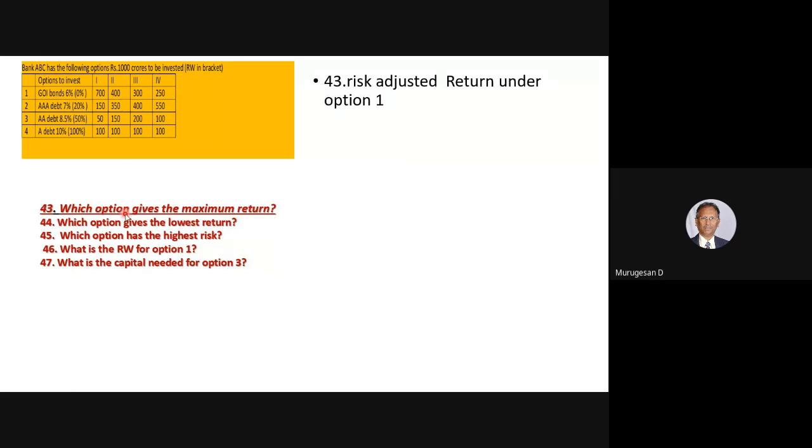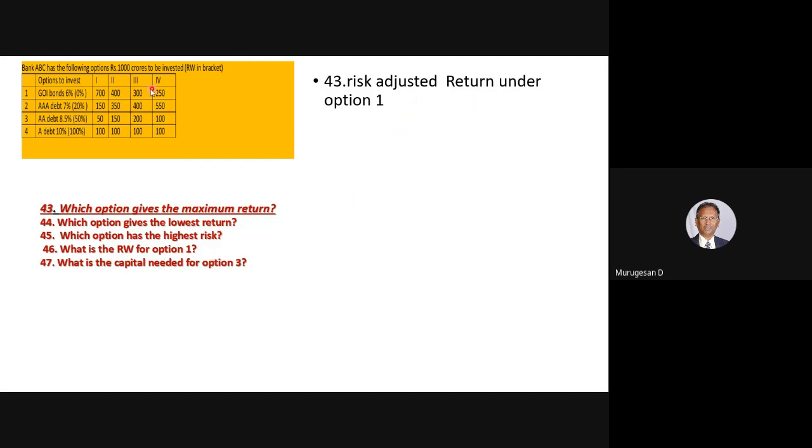Now the question is, which option gives the maximum return? Which option gives the lowest return? Which option has the highest risk? What is the RW for option one? What is the capital needed for option three? Beautiful question. Understood or not? Okay, now we will go one by one.